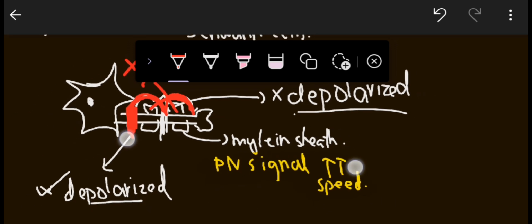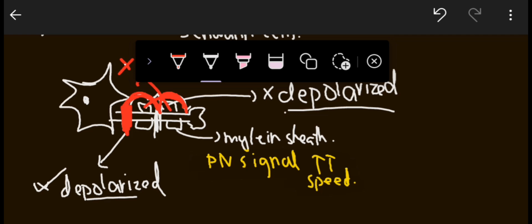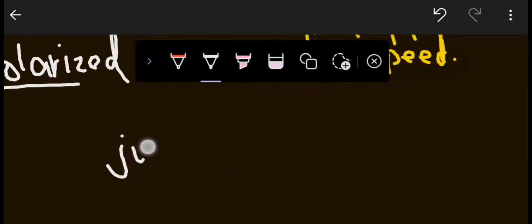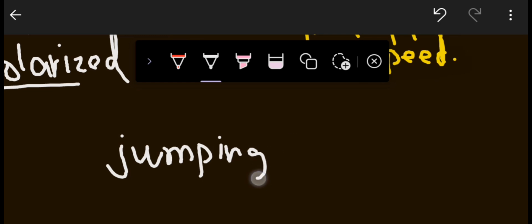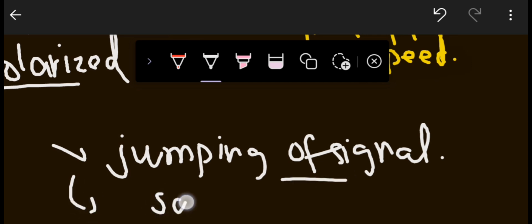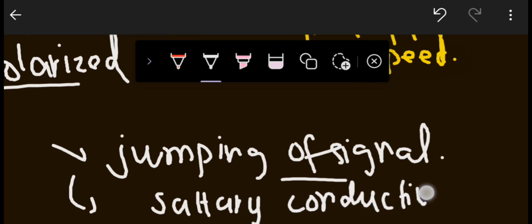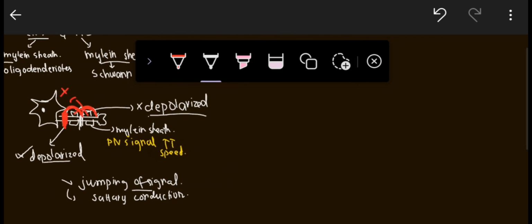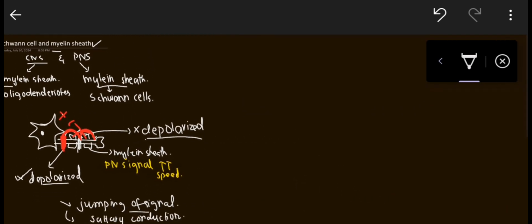Okay, so this jumping of signals is known as what? Now you tell me, what do we call the jumping of signals? Yes, basically the jumping of signals is known as saltatory conduction. Saltatory conduction, which we'll discuss later on with the whole graph. In the myelinated neuron, in which the myelin sheath is present, the jumping of signals that takes place is known as saltatory conduction.